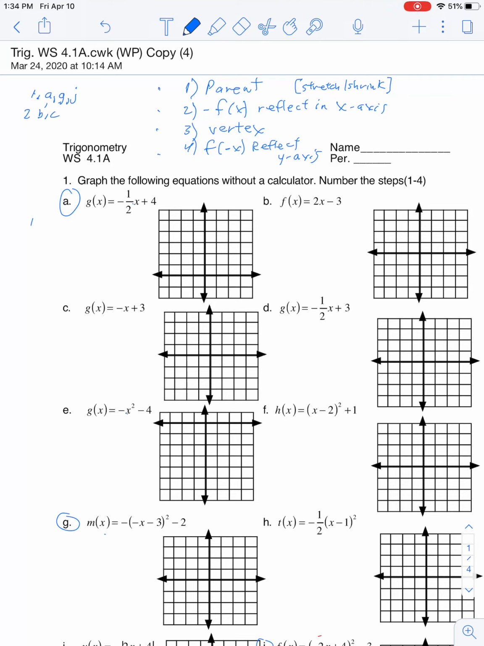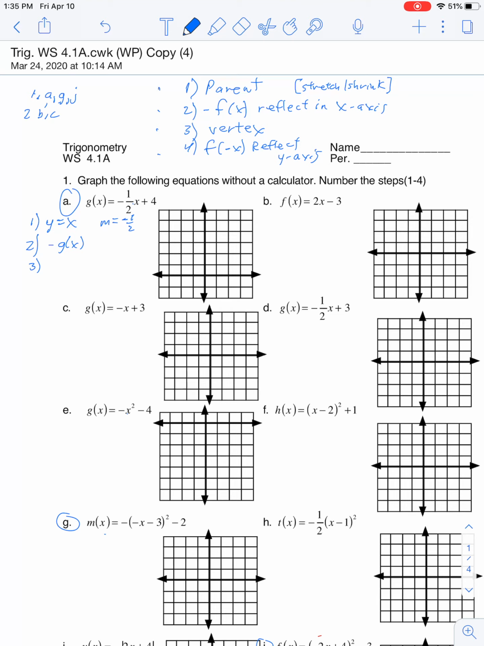And the first one, I want to identify my parent function, and the parent function is just that basic function that's associated with it. Technically, there's a vertical shrink there, but really it's just the slope that we're looking at. And then the next part of it is recognizing there will be a reflection of the x-axis, and I will just write it like this, showing there's a negative like we have on that second step up there.